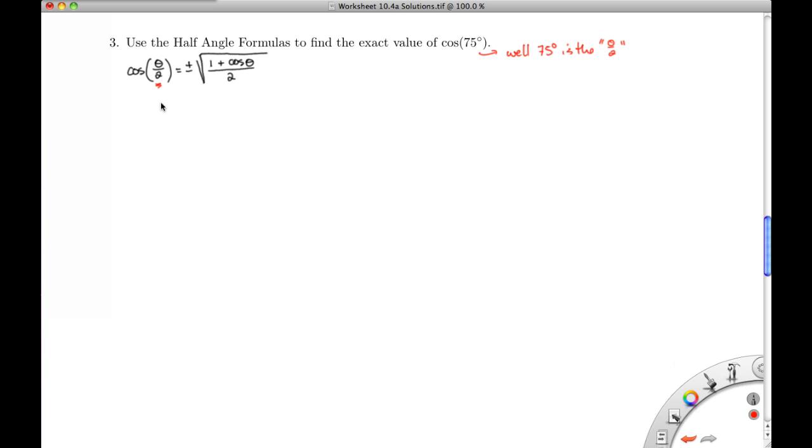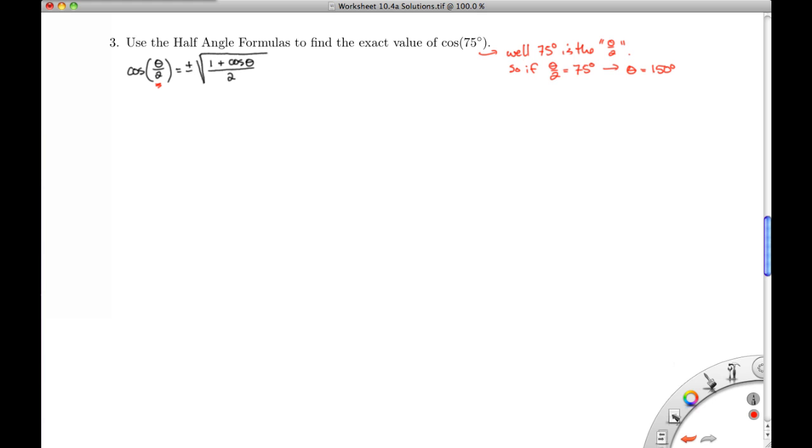We're finding the cosine of 75 degrees. But within this formula, we're going to need to know what theta is. Well, if theta over 2 is equal to 75 degrees, this implies that to get theta, we'd multiply both sides by 2, and we'd get theta is equal to 150 degrees. So these are the two angles that we're going to substitute into this problem.